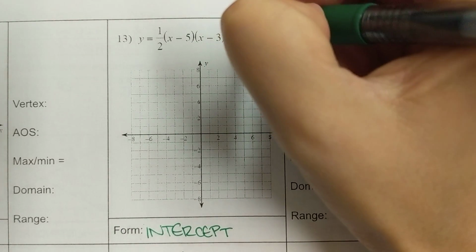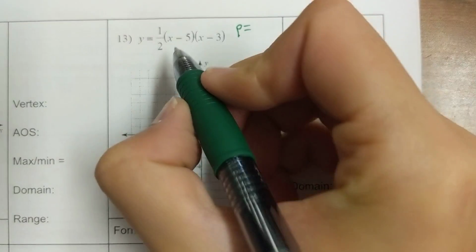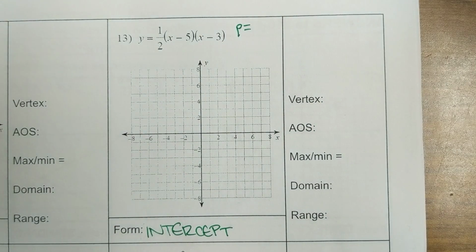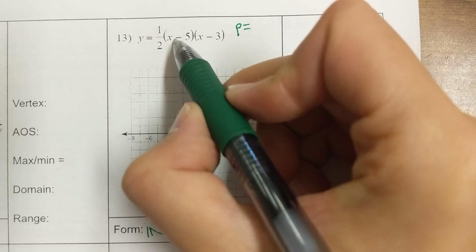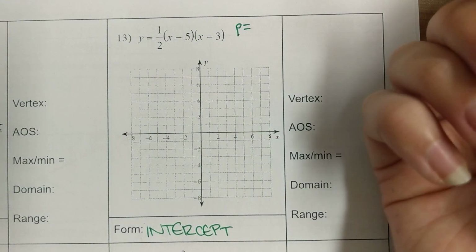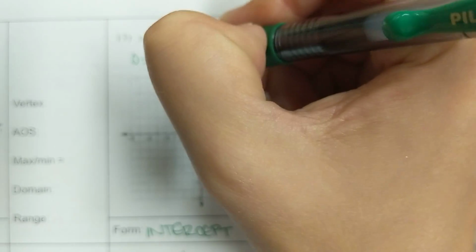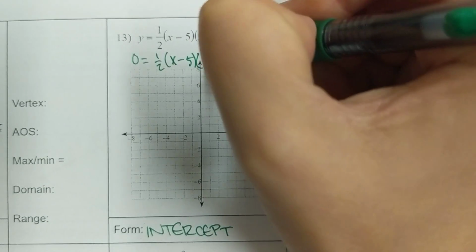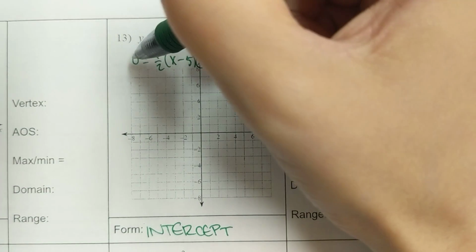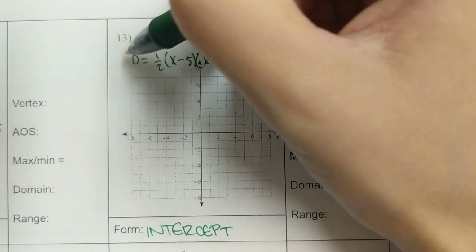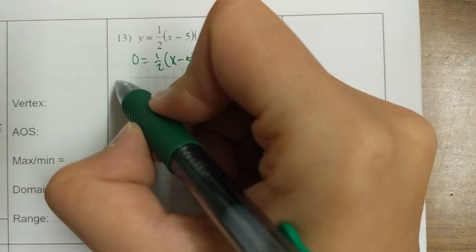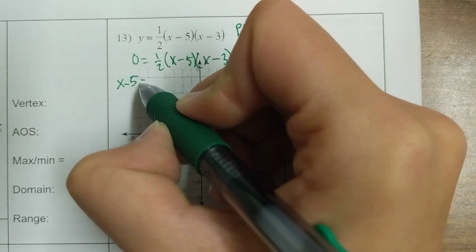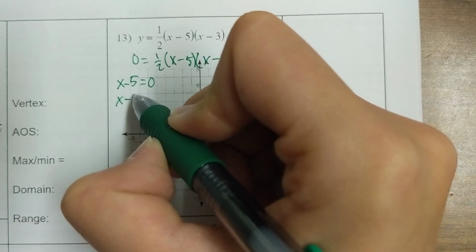Okay, so p is the answer you get when you use zero product property. So your x-intercepts, literally. If I were to use zero product property, 0 is equal to 1/2 (x minus 5)(x minus 3), to find my x-intercepts, which I know the y value is equal to 0 on the x-axis, then it would say x minus 5 equals 0 and x minus 3 equals 0.